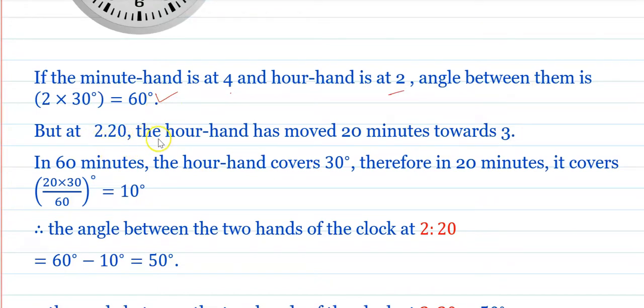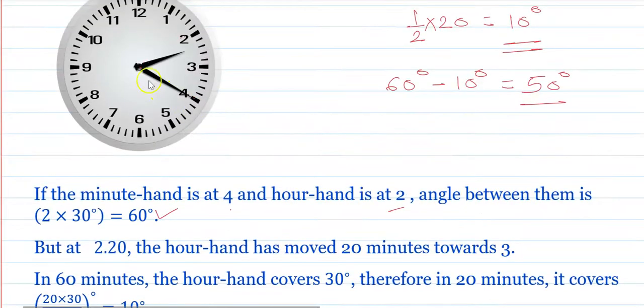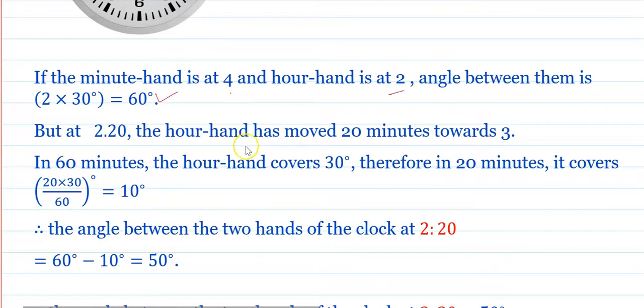But at 2:20, the hour hand has moved 20 minutes towards 3. In 60 minutes, the hour hand covers 30 degree, and therefore in 20 minutes, it covers 20 into 30 upon 60, means 1 upon 2. Okay, that is 1 upon 2 into 20, you will get 10 degree.